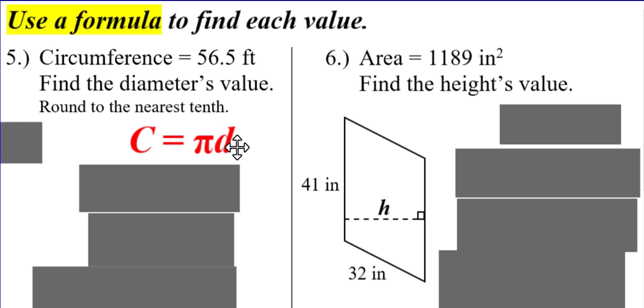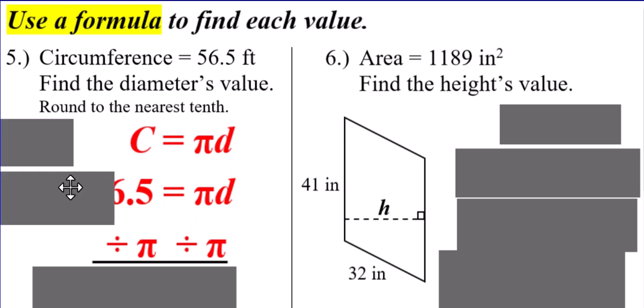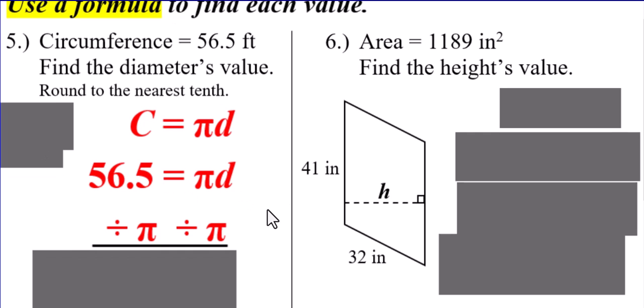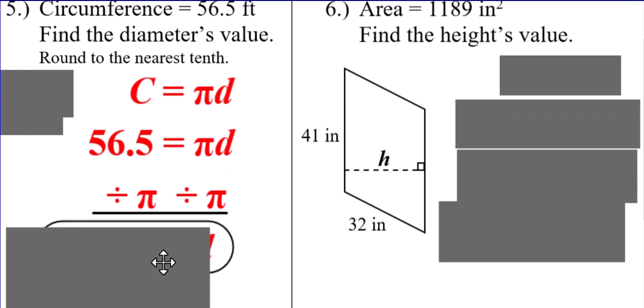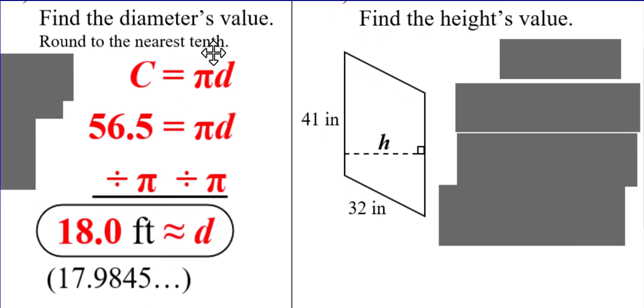You don't necessarily have to erase your work if you did it that creative way, but this is the fastest way. So let's substitute. 56.5 is going to go in for C. Even if you did it the creative way, it would still go in for C. We're going to divide by pi on both sides. For those of you who use 2 pi r, you would have to divide by 2 and pi in parentheses, like I showed you back on problem number 3. That's going to give you 17.9845.